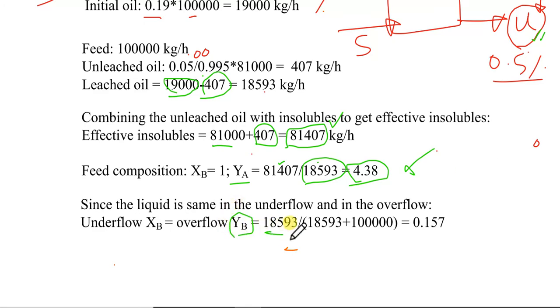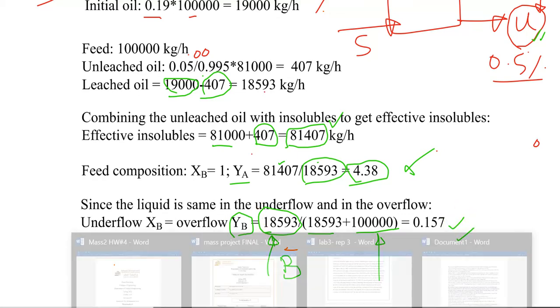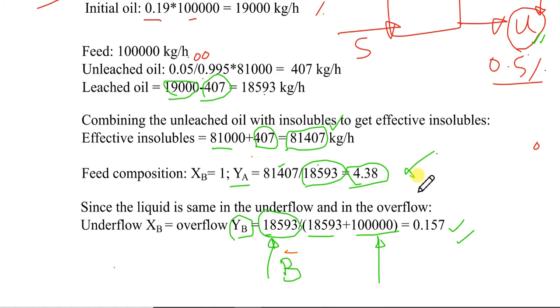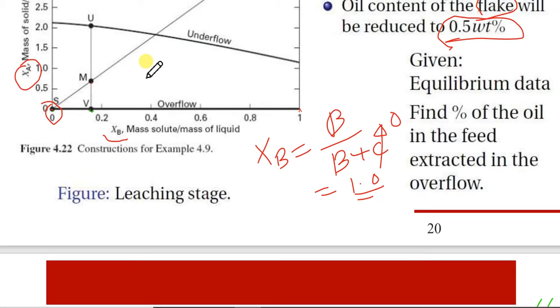YB is the kg per hour mass flow rate of B. This is B. And then total liquid, B plus C. C is the solvent. So YB becomes 0.157, or XB. So now we read it here and draw a vertical line up to this equilibrium line.